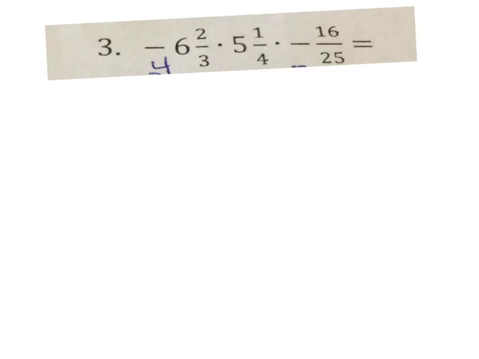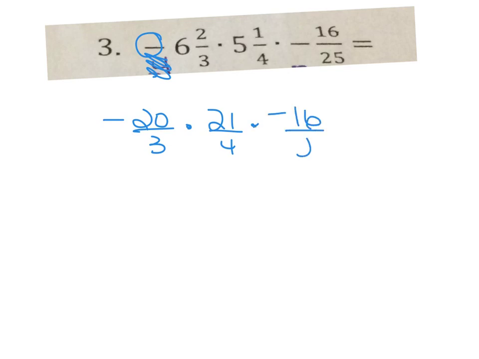Okay, here's problem number 3. And first of all, just forget this 4. It shouldn't be in the picture. So negative 6 and 2/3 times 5 and 1/4 times negative 16/5. So now we're multiplying. So I still have to change the mixed numbers to improper fractions. 6 times 3 plus 2 is 20 over 3. And I'm going to make sure I bring down my negative. 5 and 1/4. 4 times 5 is 20 plus 1 is 21 over 4. Times negative 16 over 25.